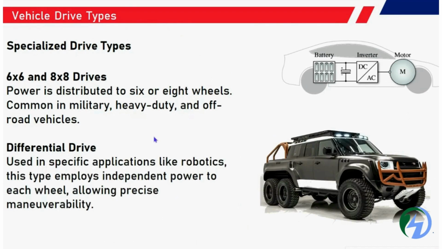The differential drive is used in specific conditions, like in robotics, where it is able to operate and employ independent power to each wheel, because every piece of hardware is combined with a motor, and the motor will deliver sufficient power to the wheels to move in different directions and keep the direction similar.